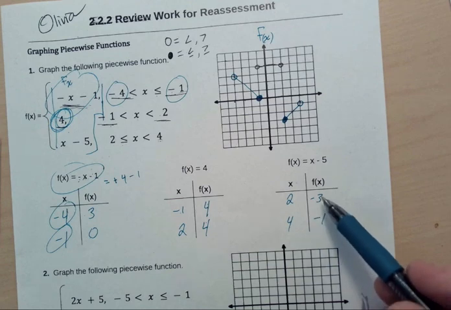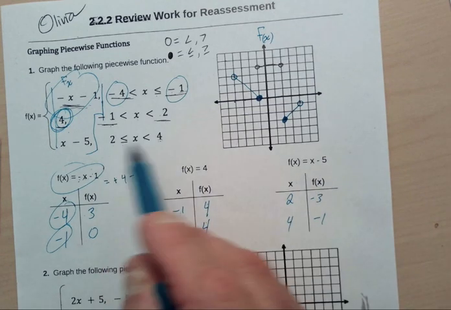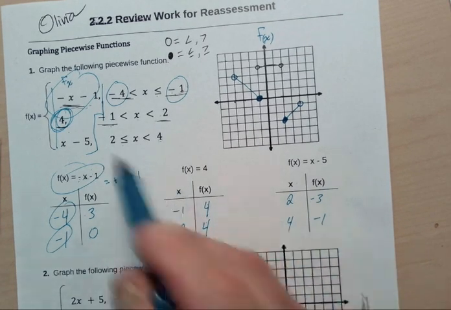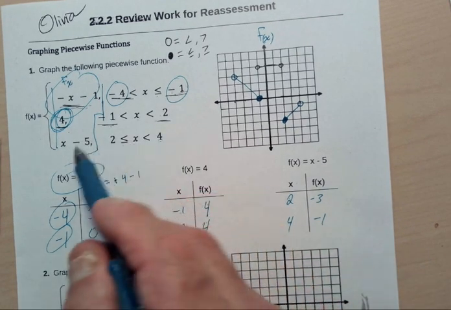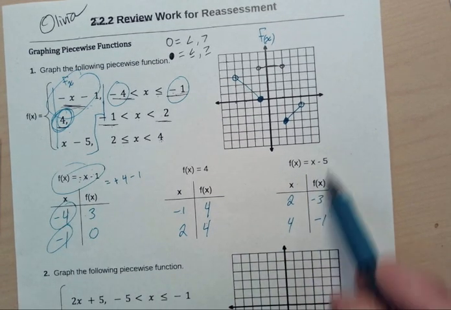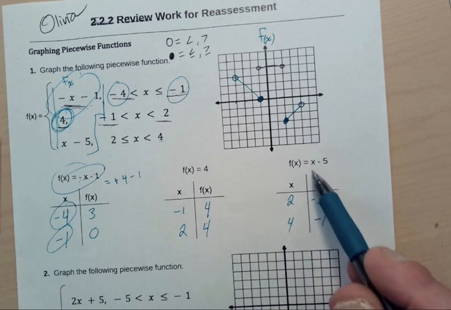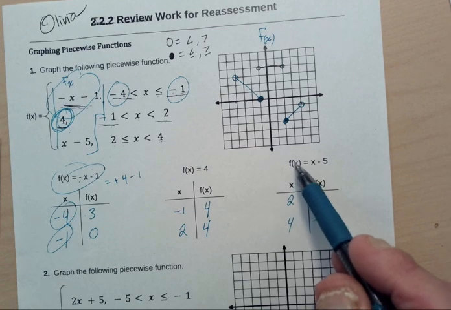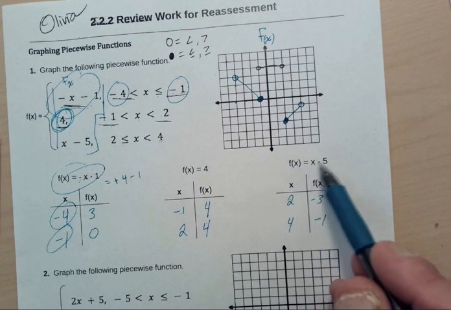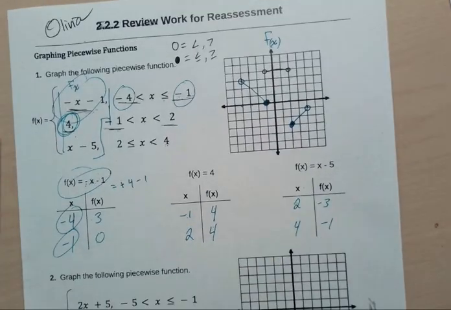And then my final one is right here, where f of x is x minus 5. The x values are 2 and 4. What are the y values? The f of x. And f of x is equal to x minus 5. So, when x is 2, what is f of x? 2 minus 5, negative 3. And when x is 4, what is f of x? 4 minus 5 is negative 1. And then we have our x and our y values, and we plot it there. And that's the whole thing. Right. Okay. Very good. Bye.